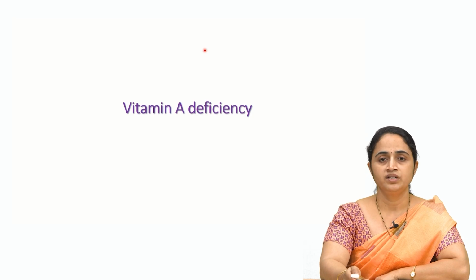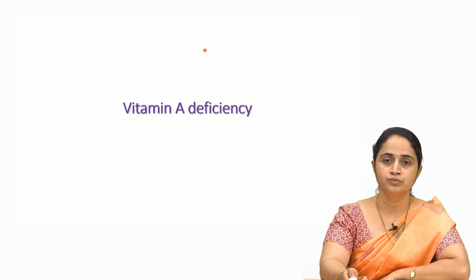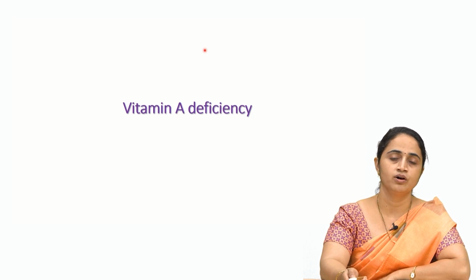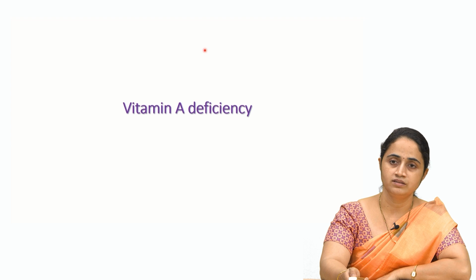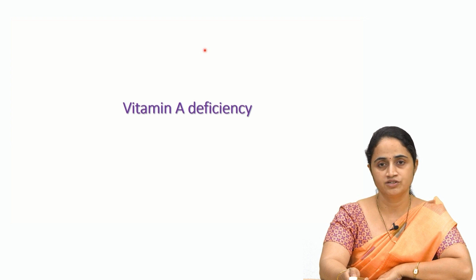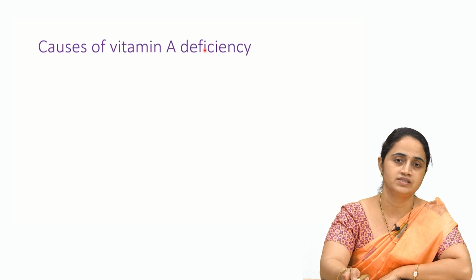So, moving on to vitamin A deficiency. Vitamin A deficiency can be studied under separate headings. It can be ocular deficiency and non-ocular deficiency, because vitamin A has a major role in vision, and that is related to the ocular functions, and other functions are separately studied as non-ocular functions. So, the deficiency can also be studied as ocular and non-ocular deficiencies.